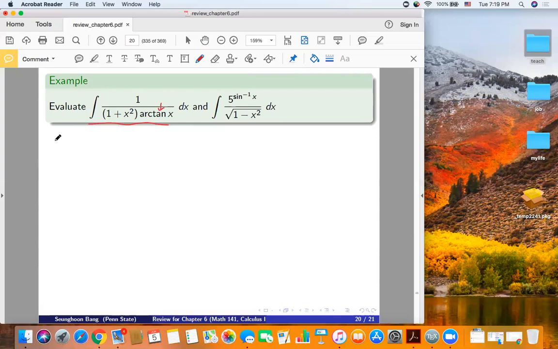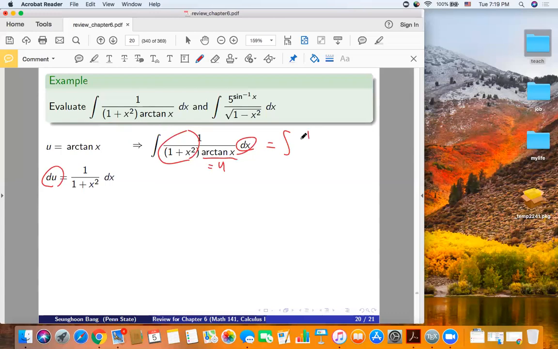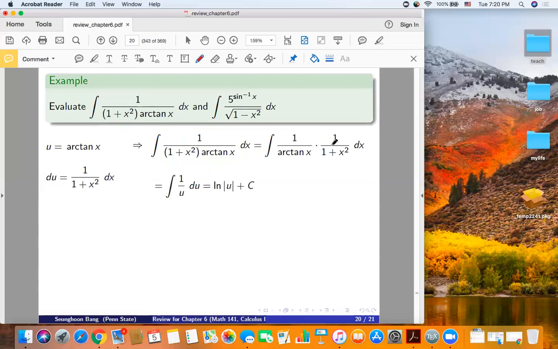inverse tan. Yeah, u substitution is better. Yeah, inverse tan, you're right. You can use u equals inverse tan of x. Then u prime is 1 over 1 plus x squared dx. You can change this one to the u: 1 over 1 plus x squared dx is just du. So we have the integral of 1 over u du. So that's it. Like this, ln of absolute value of u, change back, ln of arctangent of x plus c.